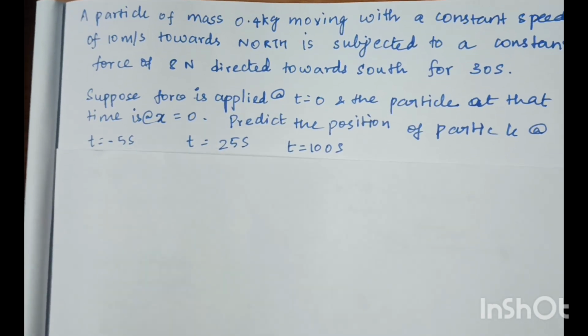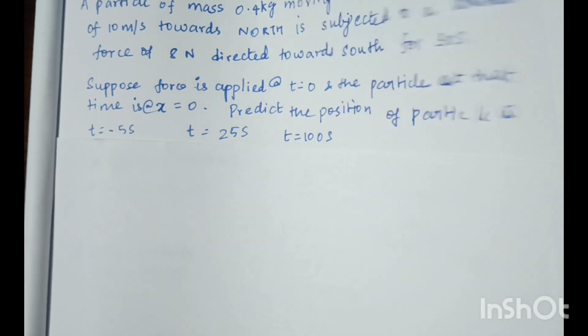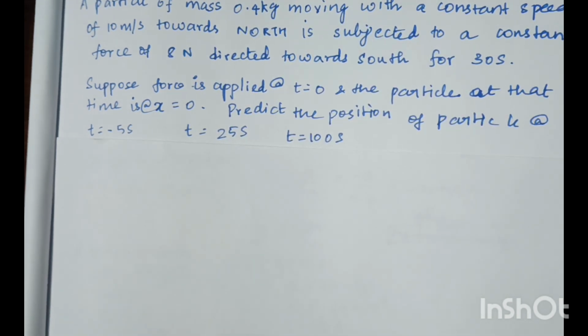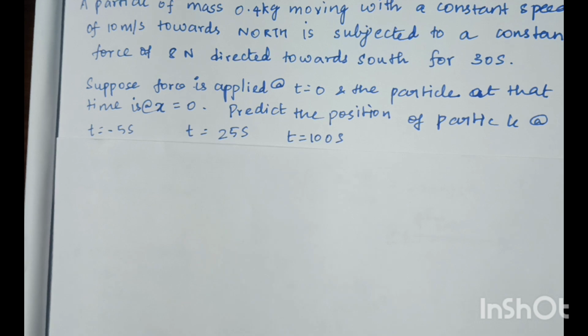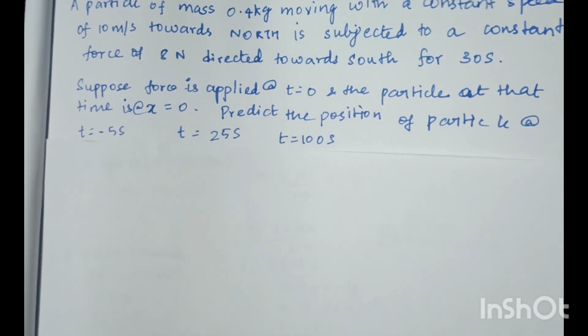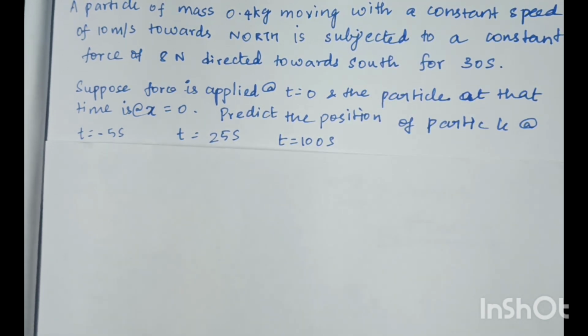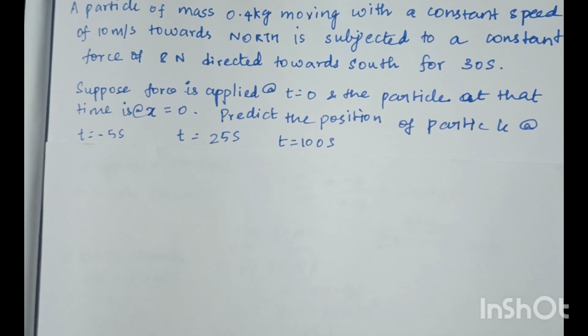A particle of mass 0.4 kilogram is moving with a constant speed of 10 meter per second towards north, is subjected to a constant force of 8 Newton towards south for 30 seconds. Suppose the force is applied at t equals 0 and the particle at that time is at x equals 0. Predict the position of the particle at t equals minus 5 seconds, t equals 25 seconds and t equals 100 seconds.